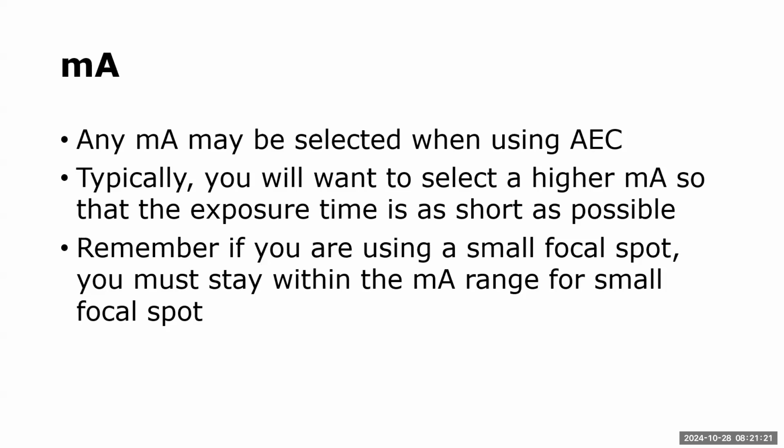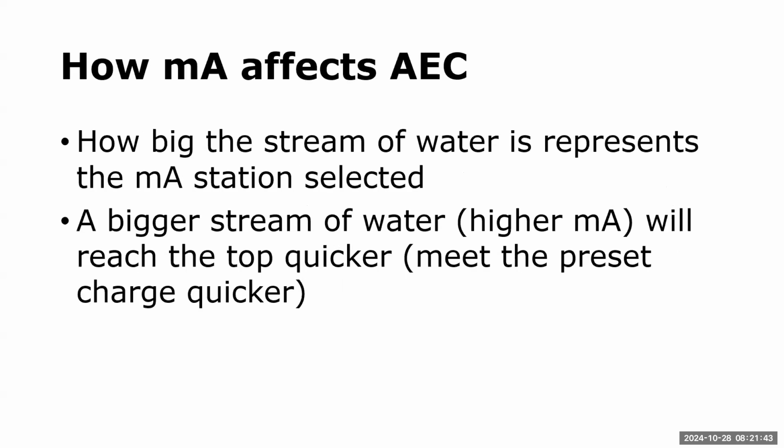Okay, and if you are using a small focal spot, you have to stay within the MA range for small focal spot. So again, some of these things don't apply to our Siemens equipment because we can't set MA on ours. But if we could, if we were wanting to use a small focal spot on something, then we just have to make sure we kept our MA low enough to be able to do that. So how does changing MA affect the AEC? So let's think about it in terms of how big the stream of water is represents the MA station selected.